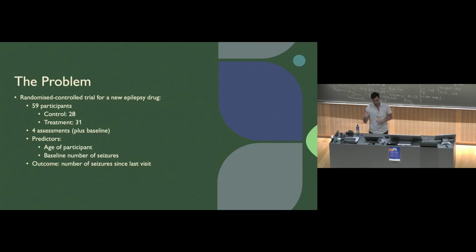Because my background is more psychology and medicine, we're going to be talking through a problem of a randomized controlled trial for a treatment for epilepsy. On a much smaller scale than a lot of data scientists are used to, but this has been my bread and butter for years. In this case, we have a randomized controlled trial for a new drug, 59 participants, a fairly even split between treatment and control, multiple assessments, and we've also recorded how old each participant is, and before they started the treatment, how many seizures they were having during the week.